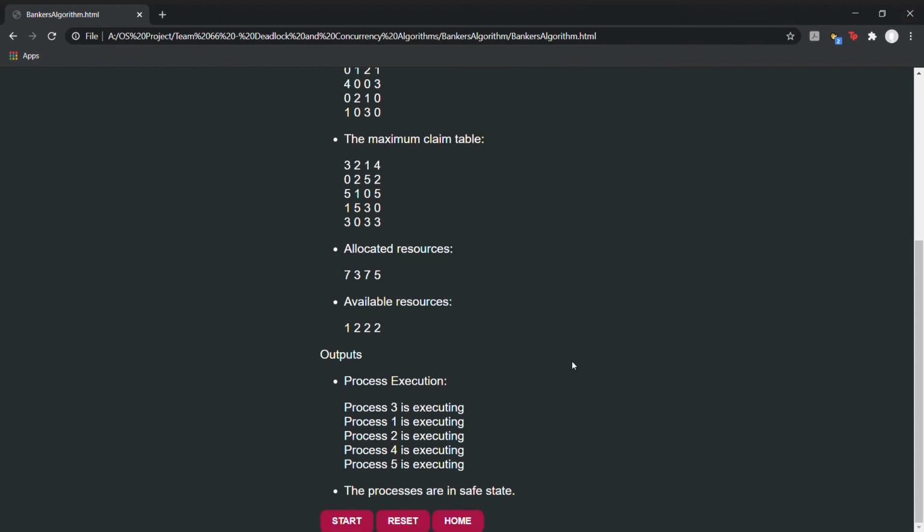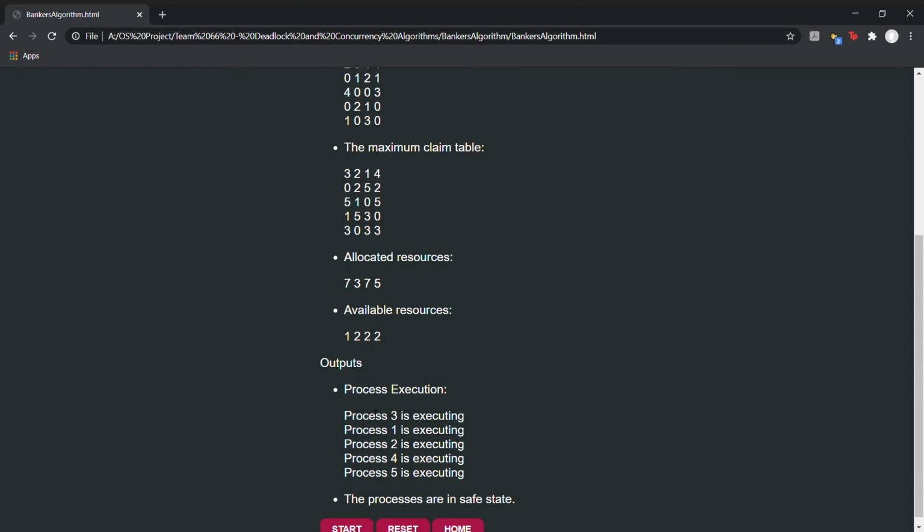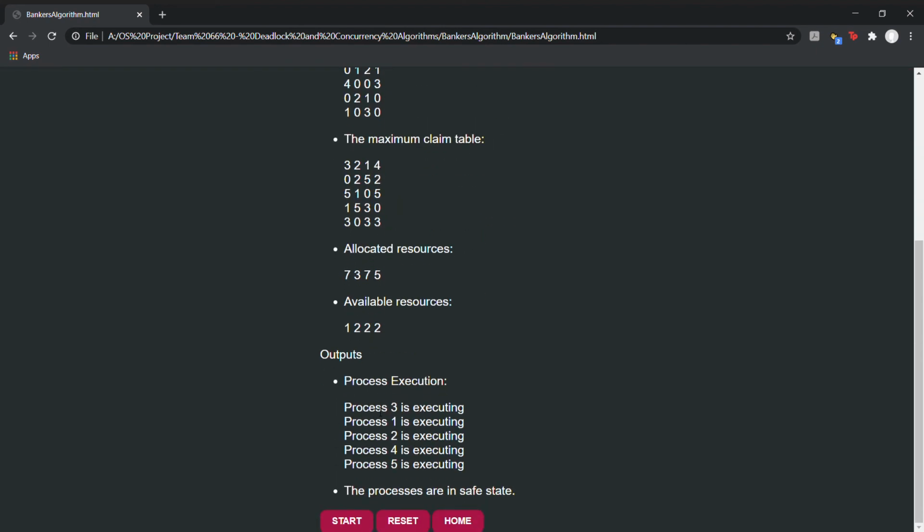Once the algorithm completes, we are given an output that shows the safe sequence for the execution of each and every process. In many cases the safe sequence is not obtained, which puts the processes in a deadlock condition. Here, with our resources and processes, the deadlock is avoided and a safe sequence is obtained.